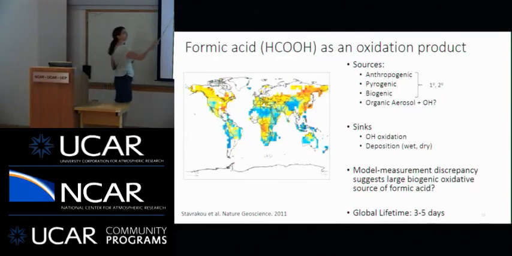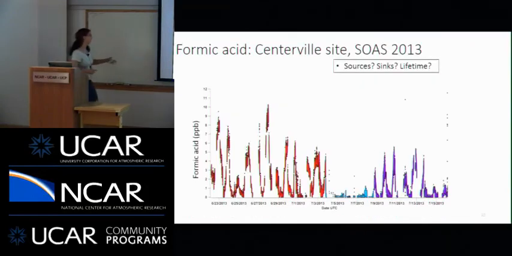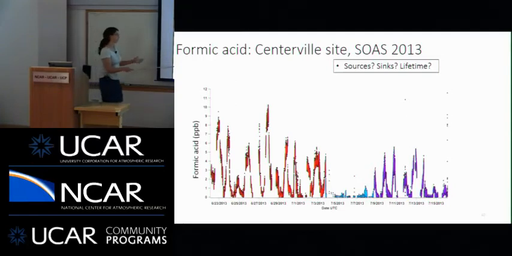So this seems like a really simple molecule. And the problem is that the models cannot replicate in any way, shape, or form the measurements. And there's been some suggestion in the literature that there is a large biogenic oxidative source of formic acid. So this seemed like a really simple problem for us to go and look at SOAS. So, we have this beautiful data set, again, beautifully calibrated, background subtracted. This is from end of June to mid-July from SOAS. So formic acid lows were around 0 parts per billion, so that was good. And then our highs were around 10 parts per billion, which is pretty high for formic acid.